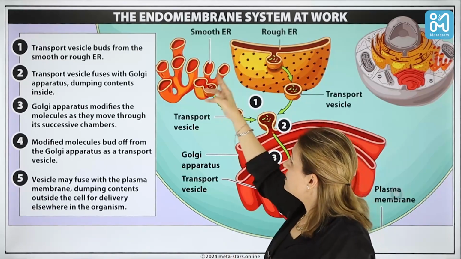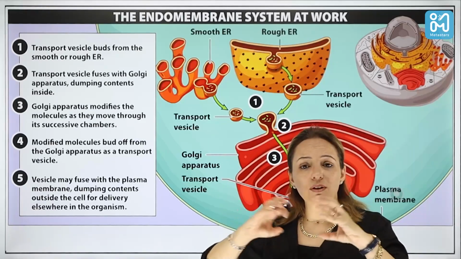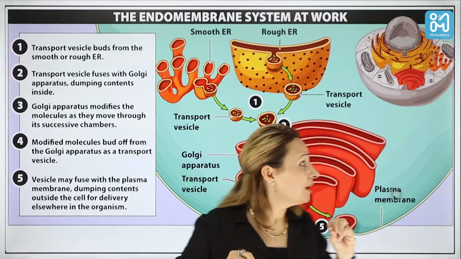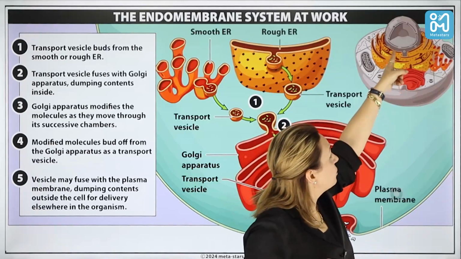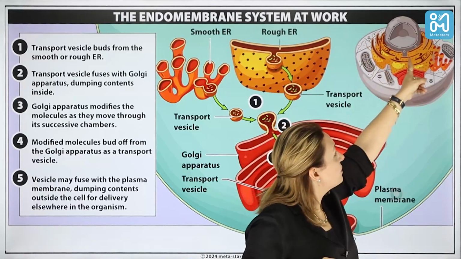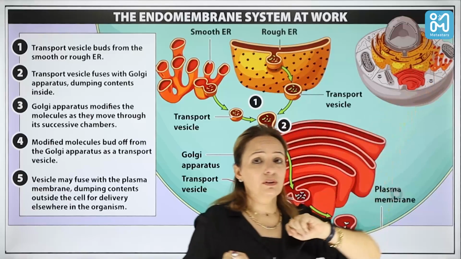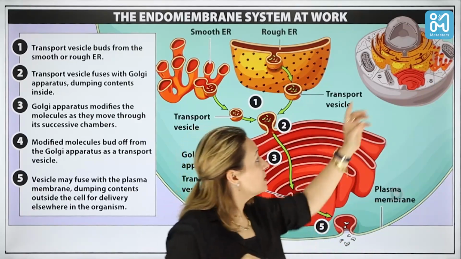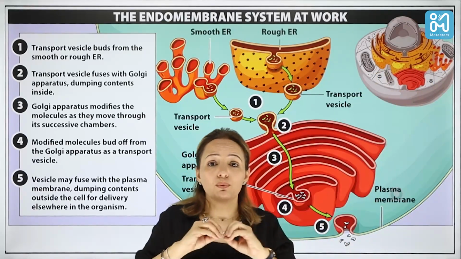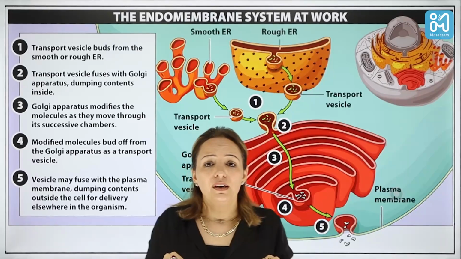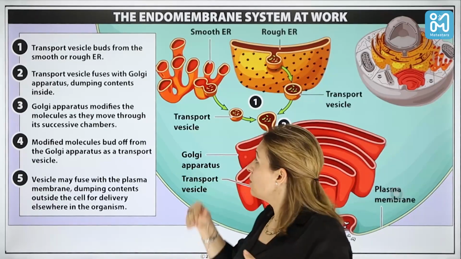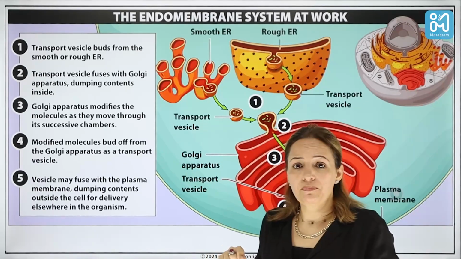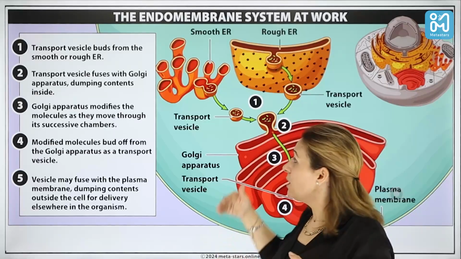Now, looking at these two, the rough and the smooth endoplasmic reticulum, they are very close to each other in the cell. Looking at the nucleus, for example, here, we can see how the rough and the smooth endoplasmic reticulum are very close. Because once the mRNA is released from the nucleus, it will enter into the process of protein synthesis on the rough endoplasmic reticulum.